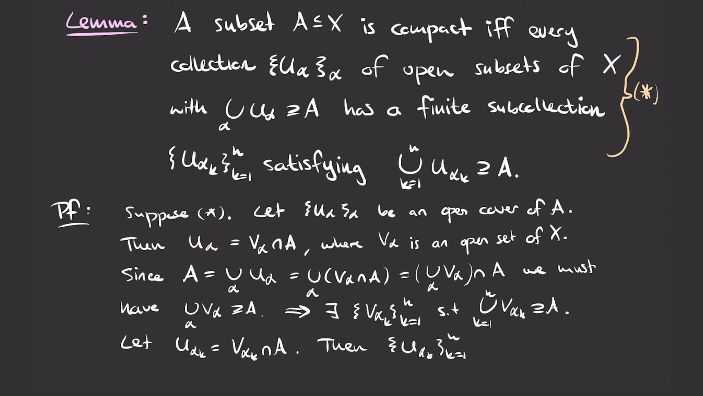And the second thing we need to check is that this is actually a subcover, which means that these U alpha K still cover A. Okay, so I'm claiming that this collection here is a subcover.